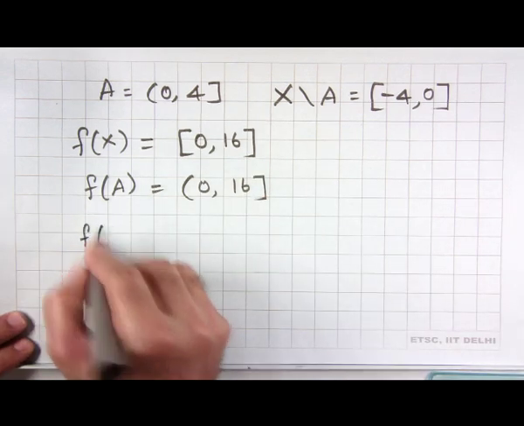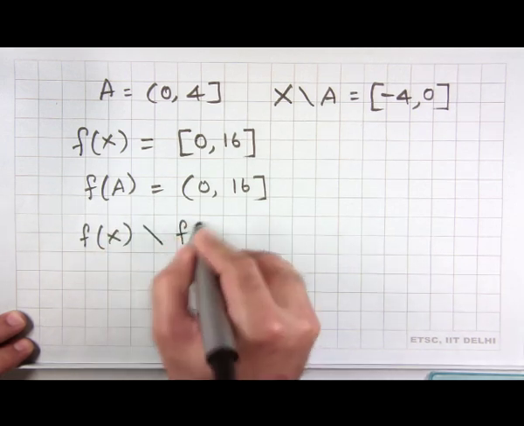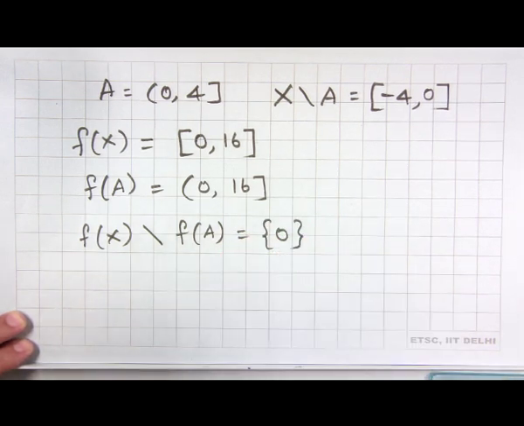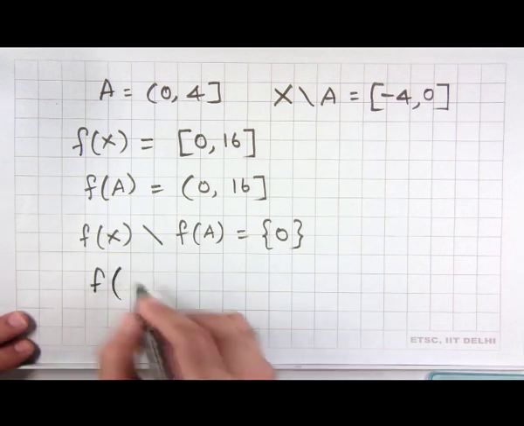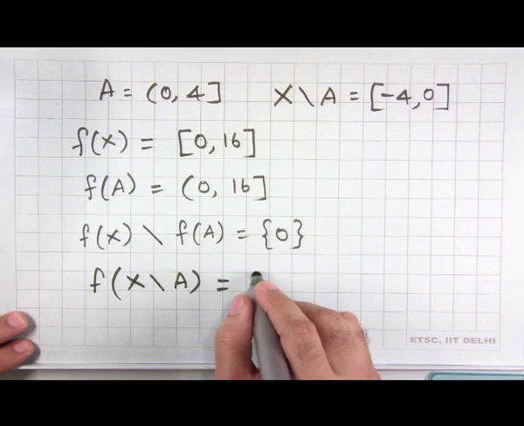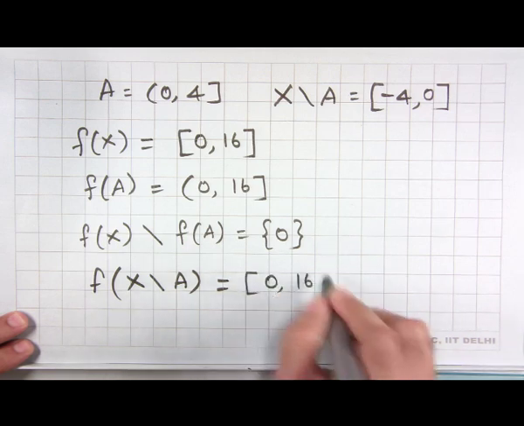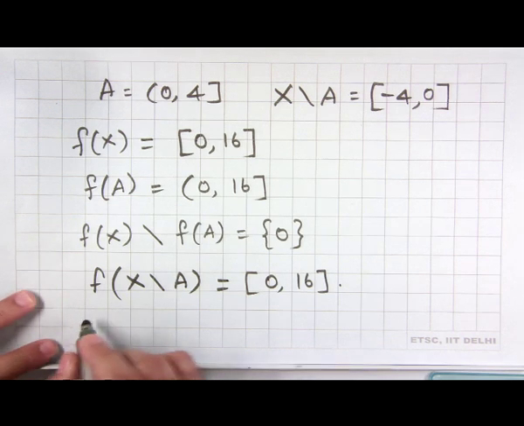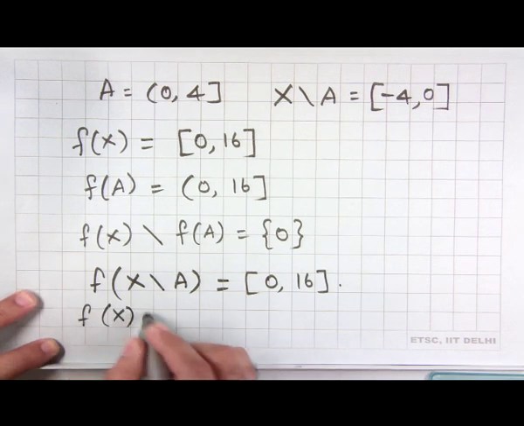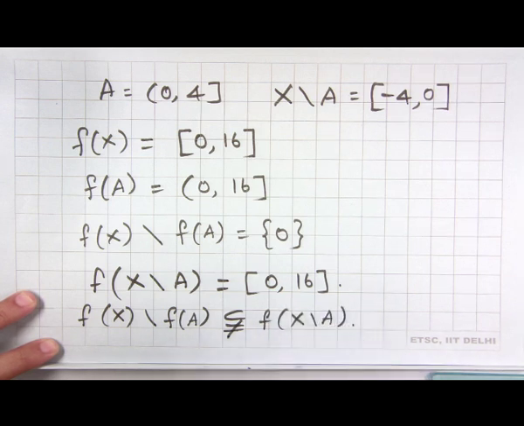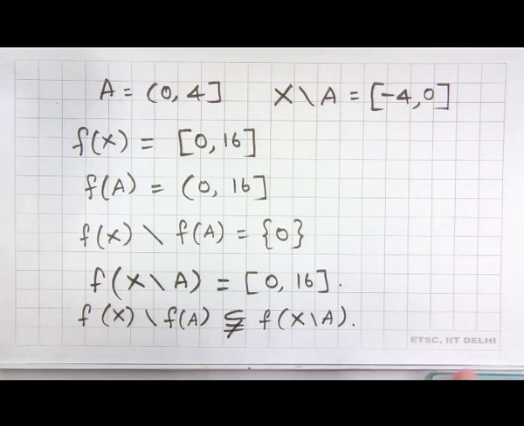Now, if you look at f X minus f A, it is exactly just the singleton 0. On the other hand, if one tries to compute f of X minus A, it is going to be closed 0 up to closed 16. What we have noticed here is that f X minus f A is properly contained in f of X minus A. This is what we have observed through this example.